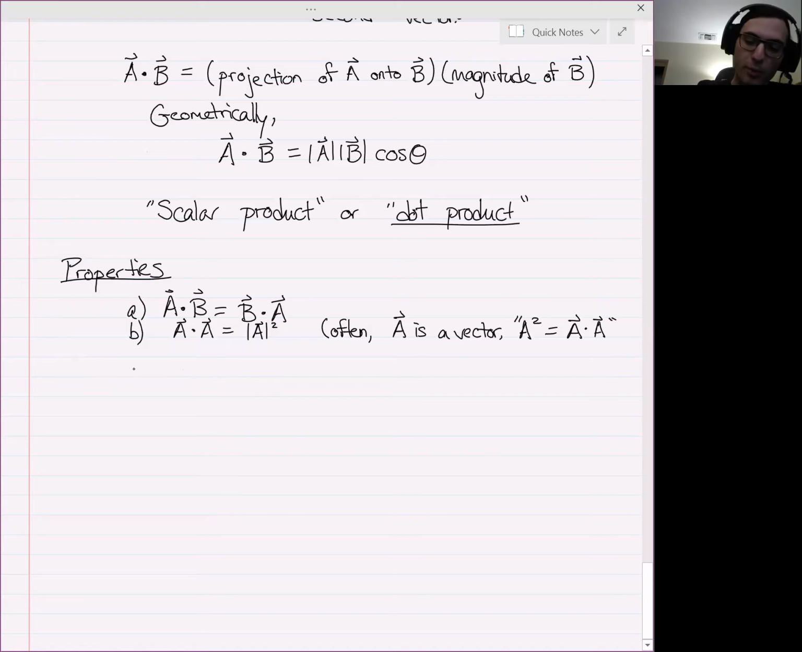Right, some more properties. These are properties about the unit vectors. I hat dotted into itself, well, we can figure this out. The magnitude of I hat, the unit vector, is 1, and the angle between the unit vector and itself is also 0, so this is just 1. Similarly, I hat dotted into j hat is 0, because the angle between I and j is 90 degrees.